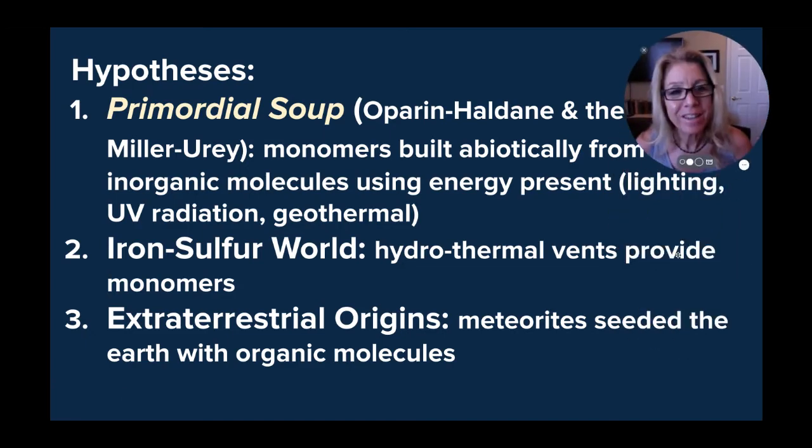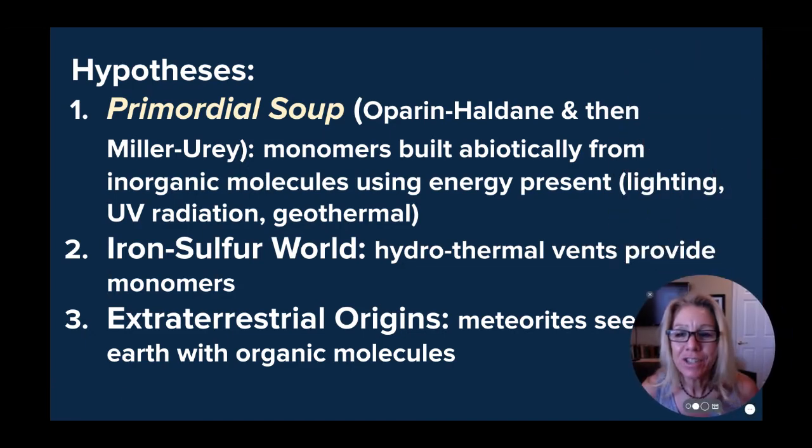And so here, now, these are the 3 big hypotheses. So the primordial soup, I've got that kind of highlighted here because that's most likely. And you have a hypothesis put forth by Oparin, which later Miller did an experiment to support, that monomers were built abiotically from inorganic molecules using energy present like lightning and UV radiation and geothermal energy, isotopes breaking down from the Earth's core. All of that energy provided what you needed to change those inorganic molecules to organic.